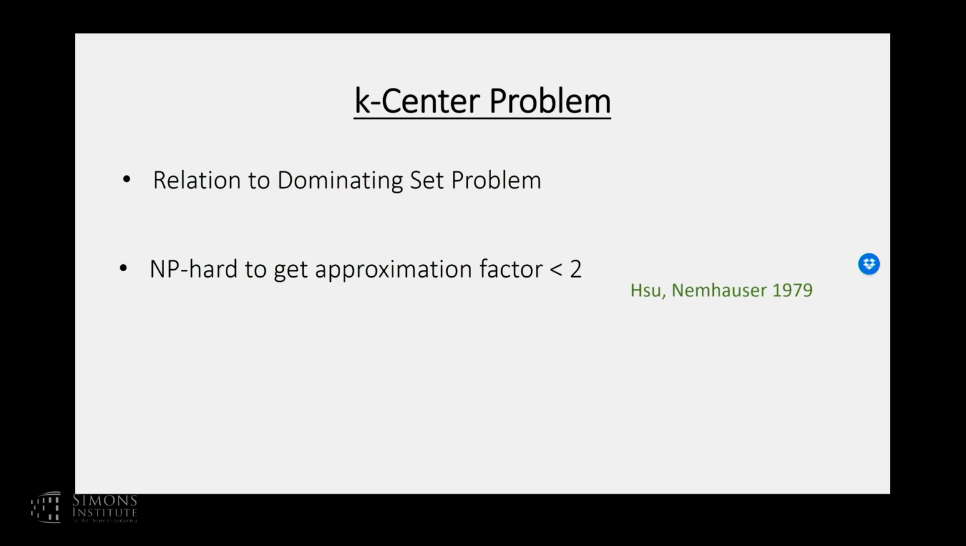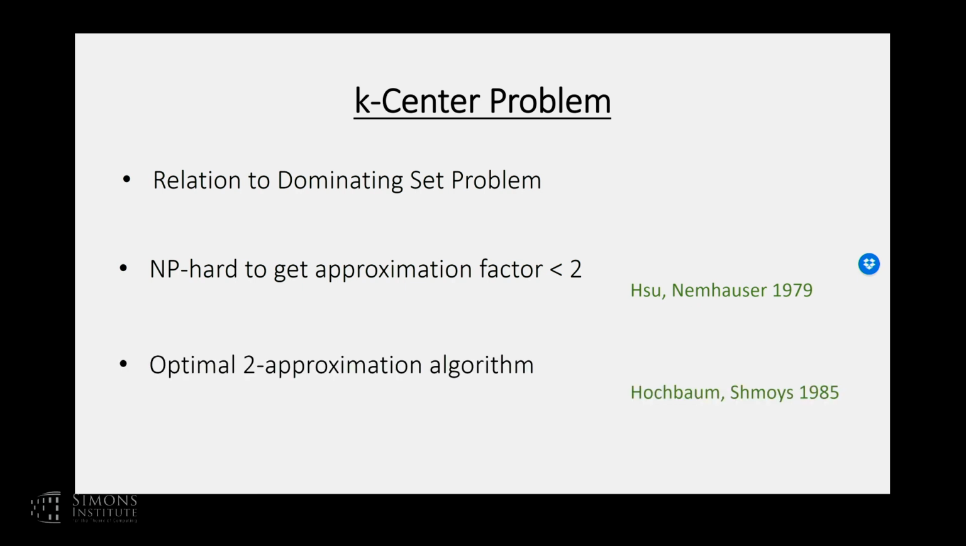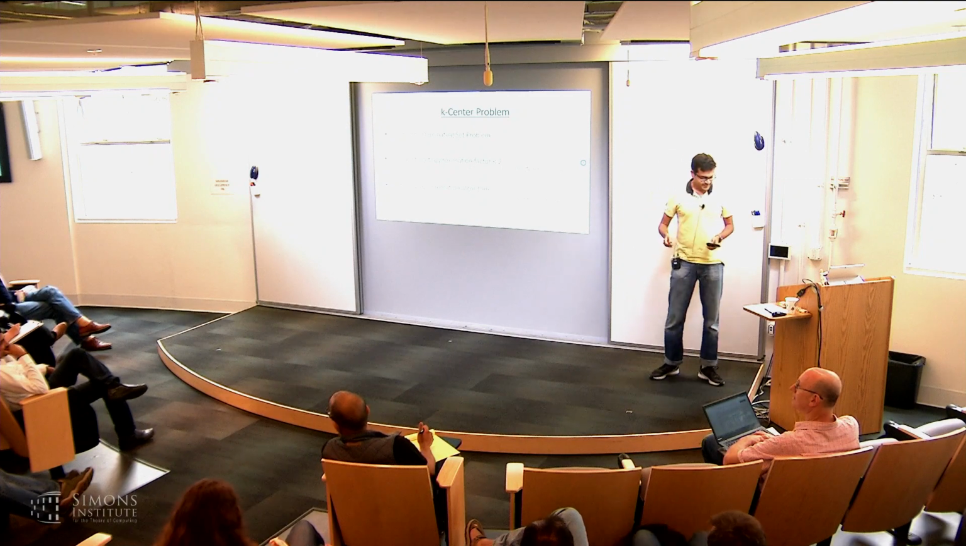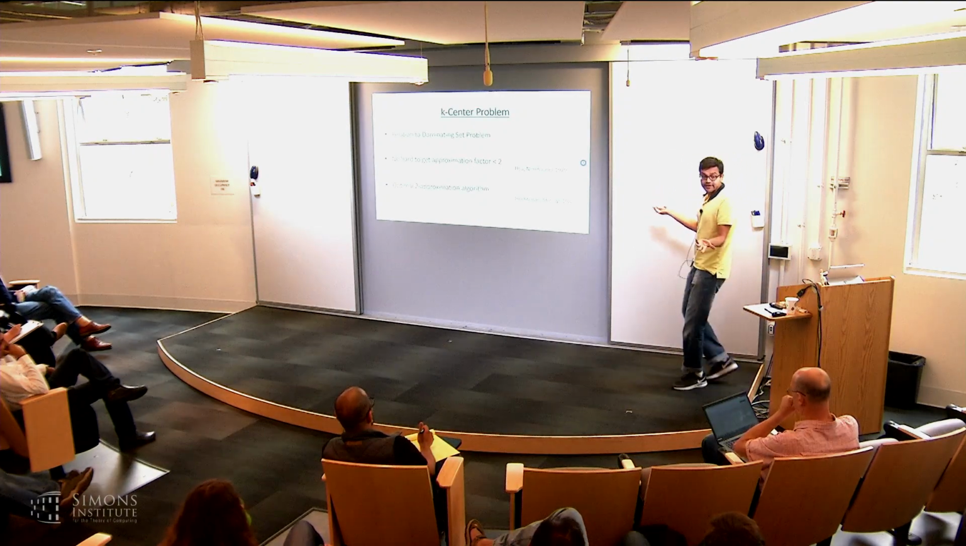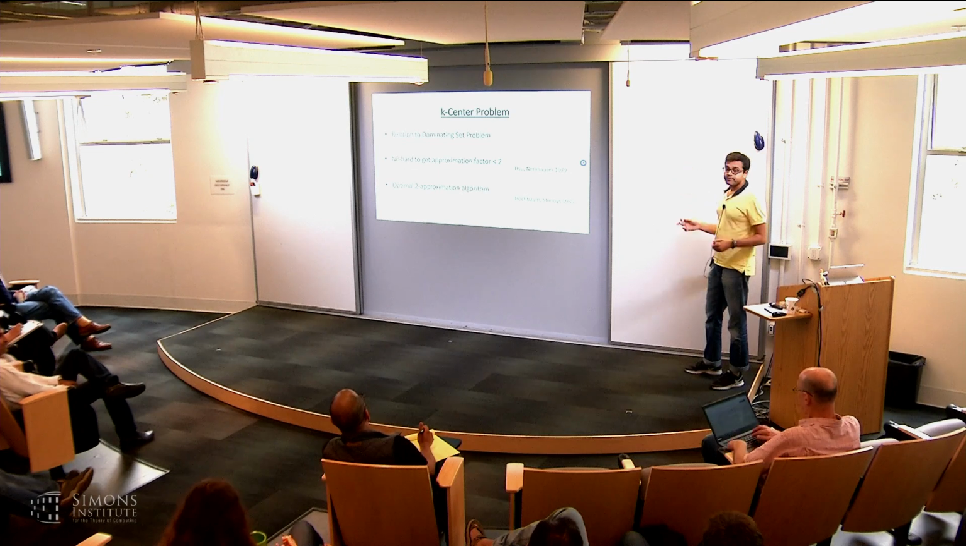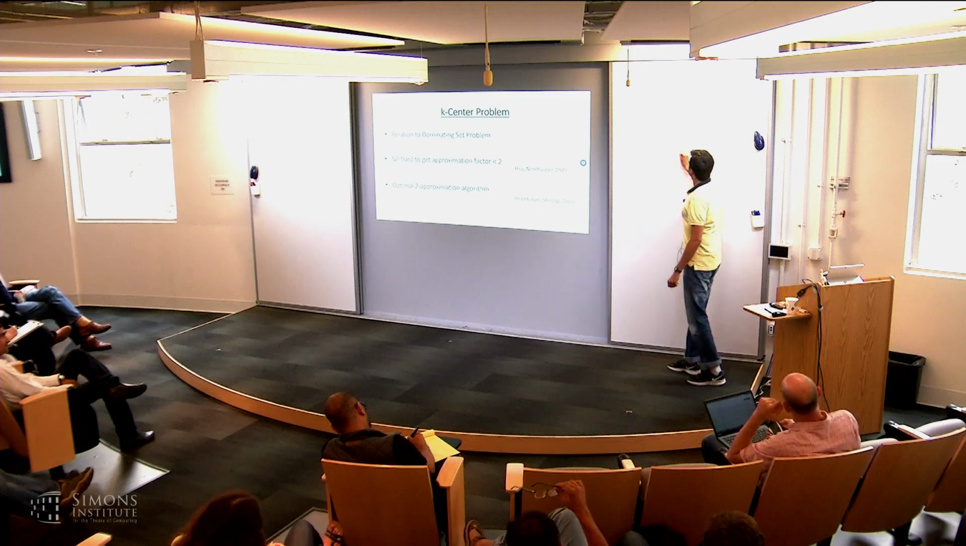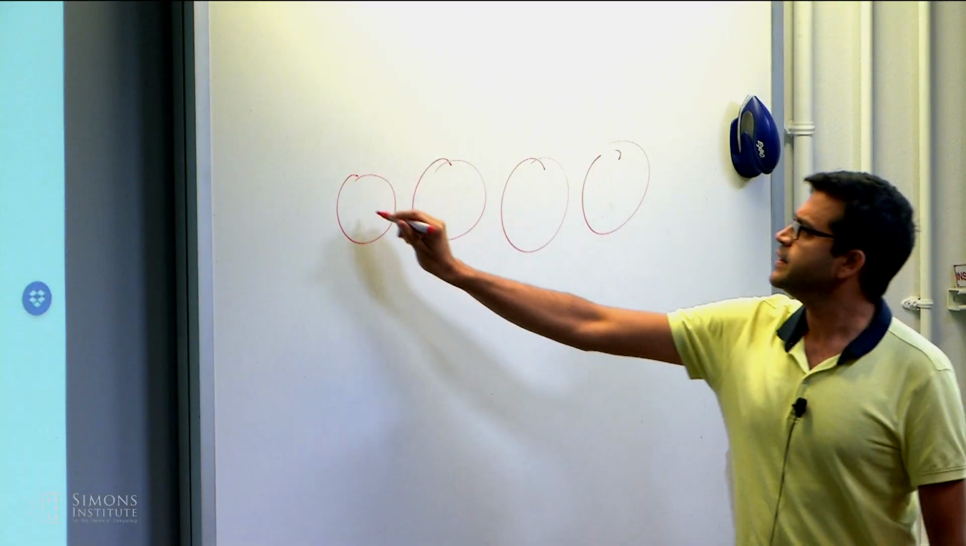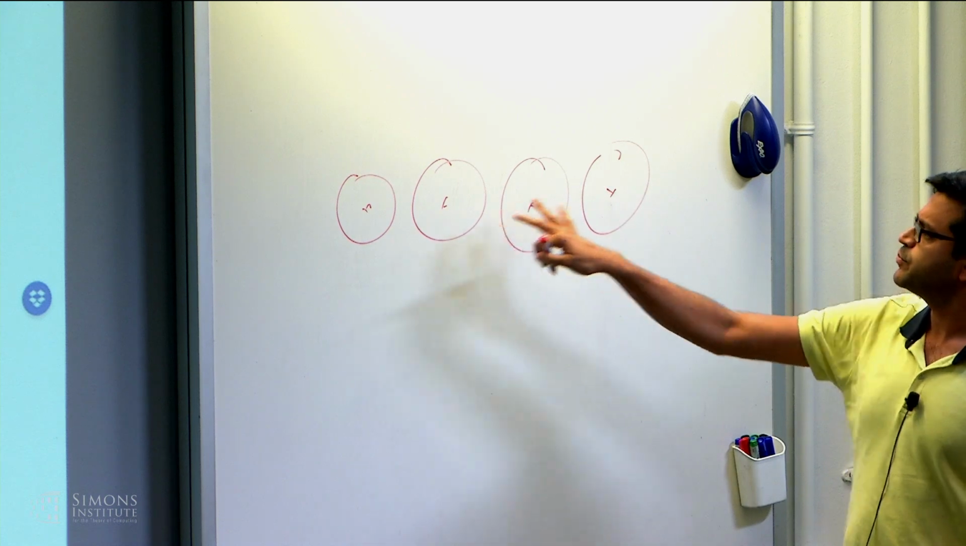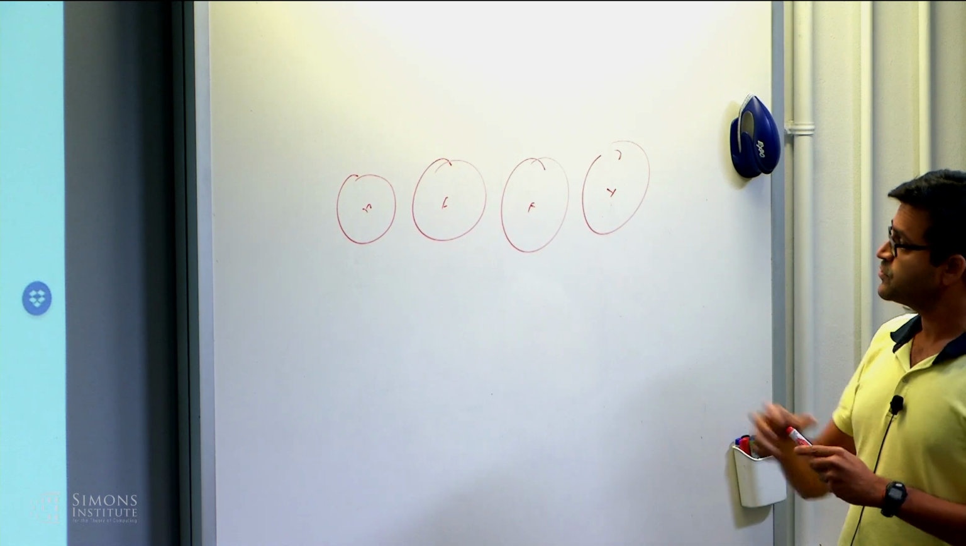This was noted in a paper by Hsu and Nemhauser before I was born, and a very nice 2-approximation algorithm was given after I was born. I'll tell you what this 2-approximation is. This is by Dorit and David, and it's a beautiful algorithm. So here's the algorithm. Suppose opt is 1. I can scale the metric so that I can assume that the opt is 1, which means you can put k balls so that they cover the whole metric space. So these are the opt balls.